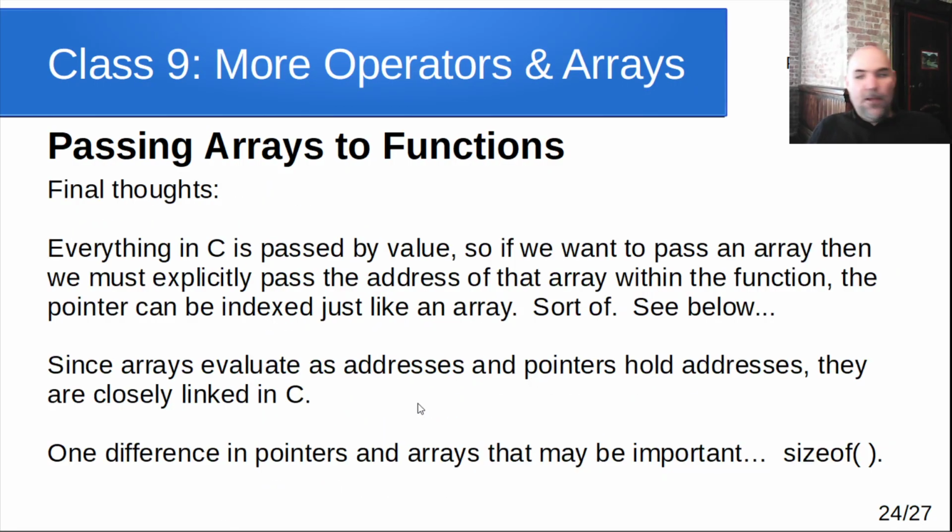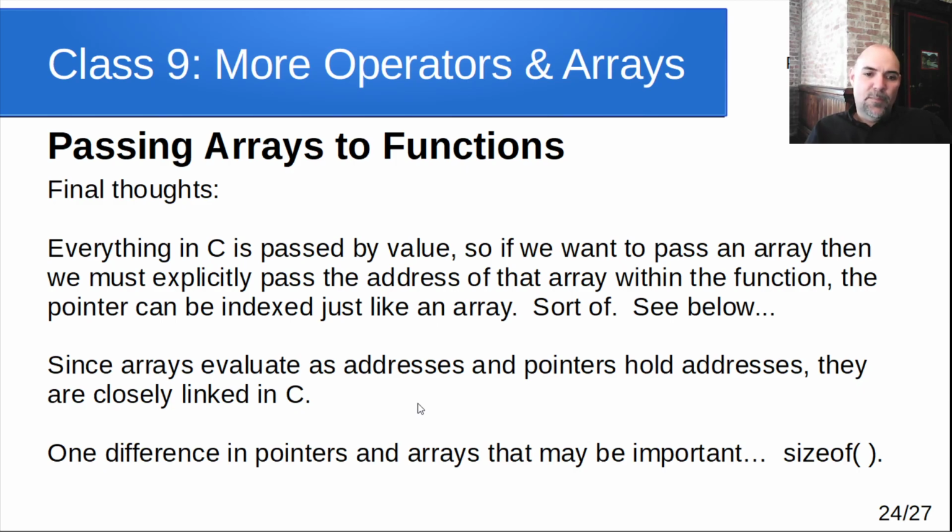Okay, so a few final thoughts on what we've talked about today. Everything in C is passed by value. So if we want to pass an array, we have to explicitly make sure we're passing in an address, which with arrays, the name of the variable or the array by itself evaluates as an address. You could also have said &A[0], that would work.